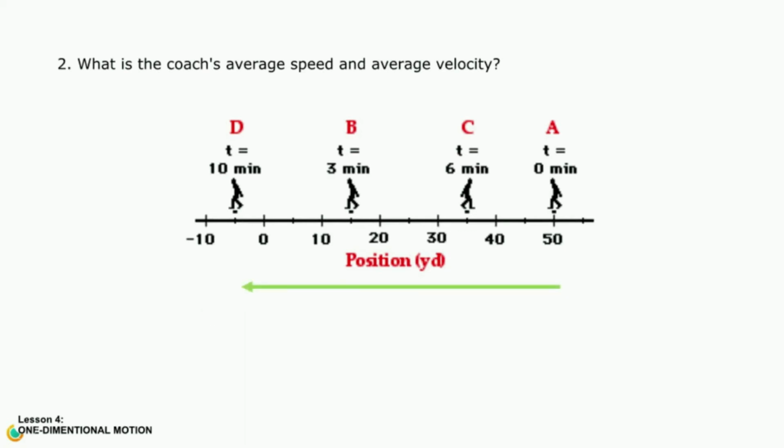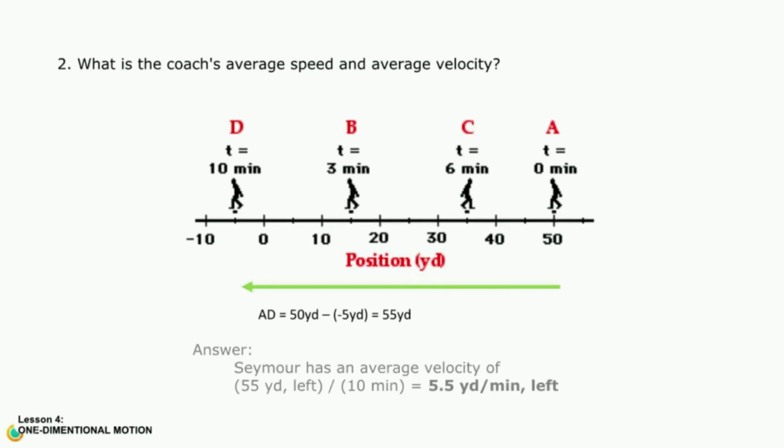For the average velocity, we will take his displacement from point A to point D. To get the displacement, we will get the difference of 50 and -5. As shown, AD is 55 yards. Substituting 55, we get the average velocity of 5.5 yards per minute to the left.